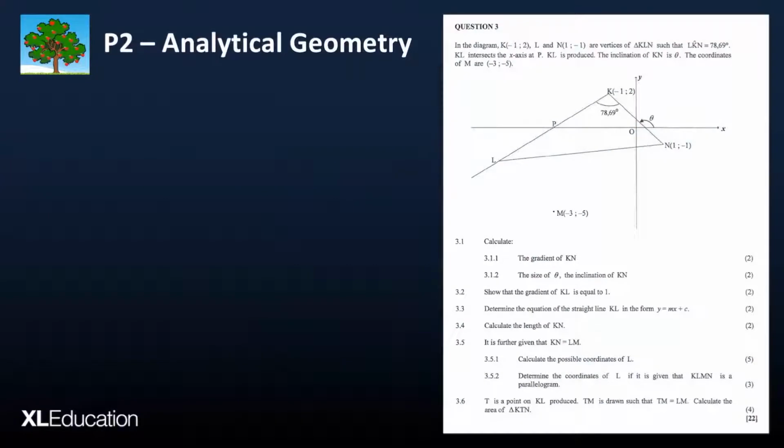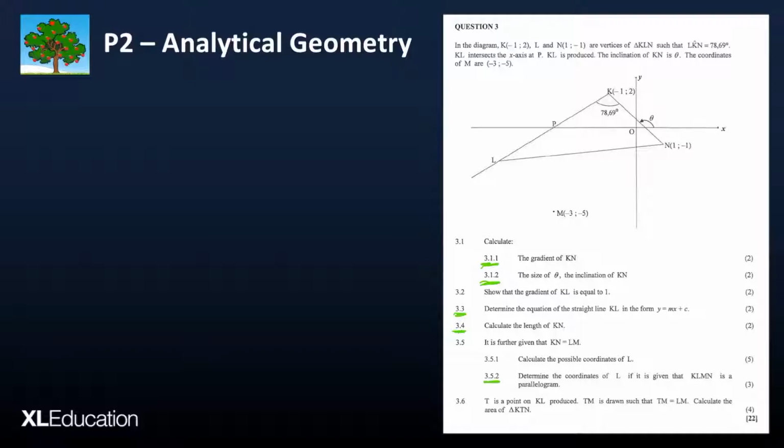Now let's go to question 3 on our November 2018 paper. It was focusing on analytical geometry. So let's identify the easy marks there. 3.1.1 is a lowest hanging fruit there. 3.1.2 is another one. 3.3 is another lowest hanging fruit. I'm indicating 3.4 is another one. 3.5.2 is another one. As you can see, it's calculate, it's determine, it's calculate the gradient, calculate the size of theta. So those are easy marks.